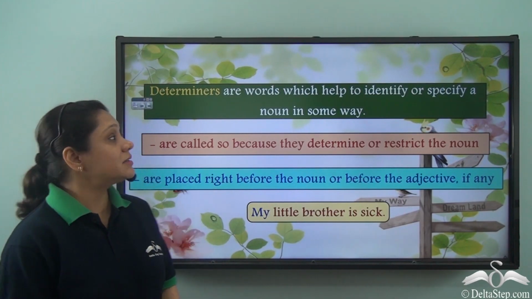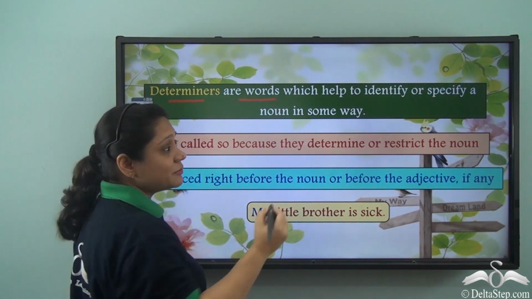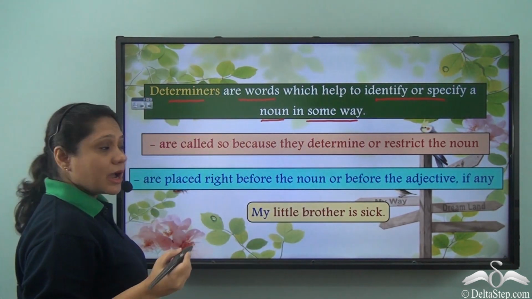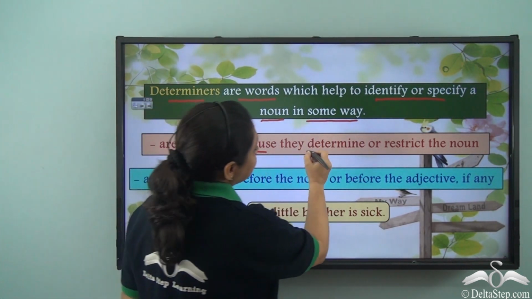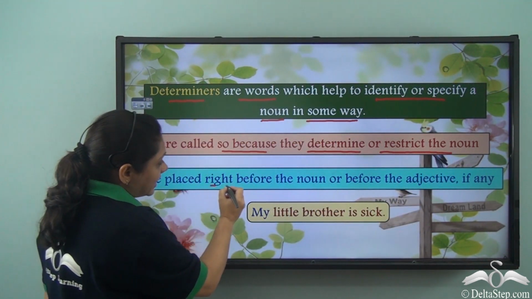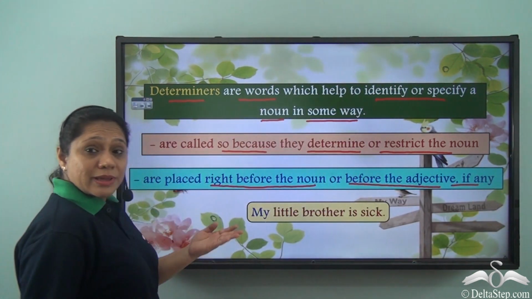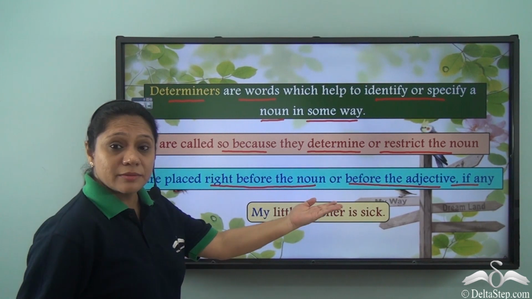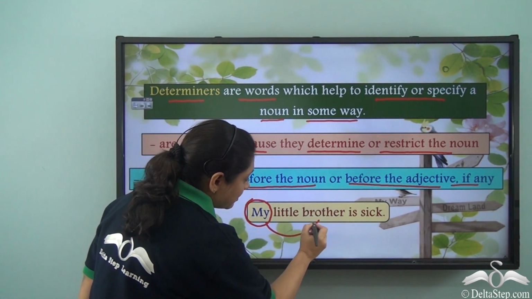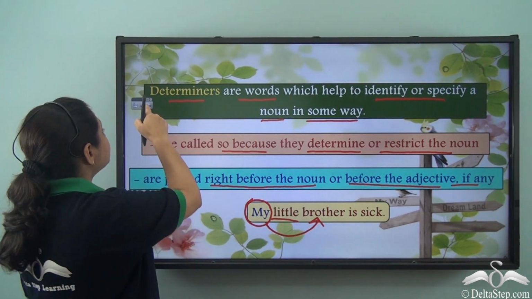We have learnt that determiners are words which help us to identify or specify a noun in some way. They are called so because they determine or restrict the noun. They are placed right before the noun or before the adjective if any. So in the sentence, my little brother is sick, my is the determiner which is specifying the noun brother and which has been placed before the adjective little.